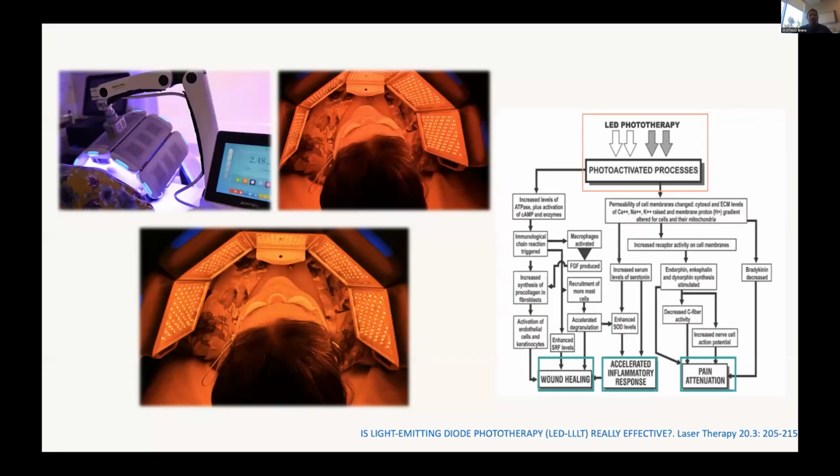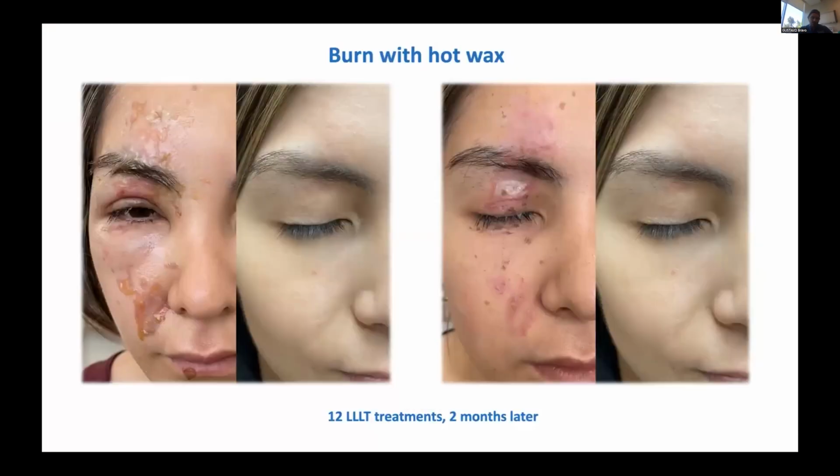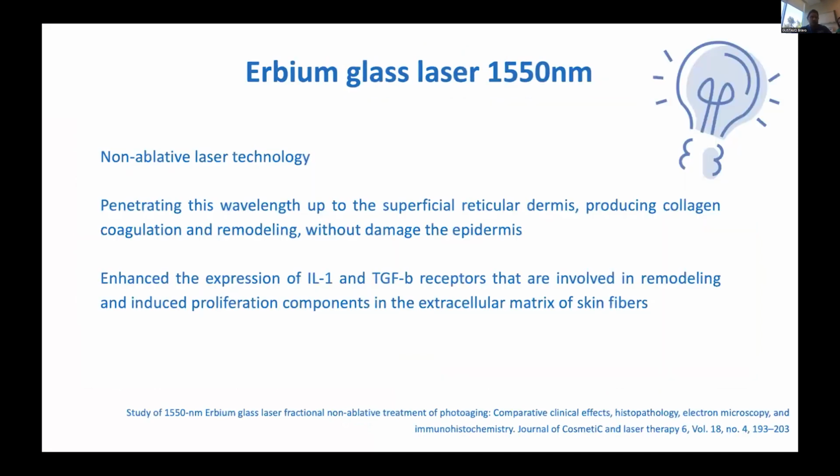Here we can see how we put it on the patients. We use it normally after the surgery. For example, if we do a bleph with a periorbital rejuvenation, after the surgery, we use the red light in order to manage the inflammation. In this case, we have a burn with hot wax, and with only 12 treatments of red light, we can see the improvement after 2 months.